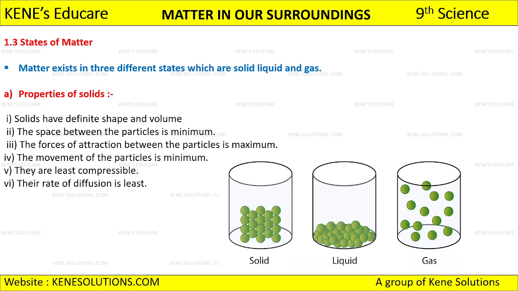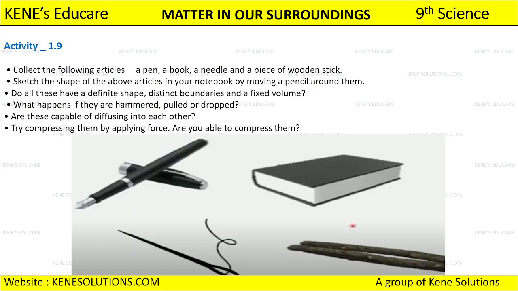Okay. Then the rate of diffusion of solids is going to be less, and all six properties are demonstrated by this activity when we take these articles. We have to check the shape, boundaries and volume of all the articles which have been given. Okay. So I want you all to please go through this activity once, and then we'll move further with the properties of liquid.